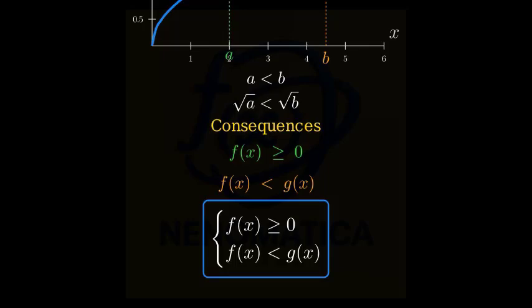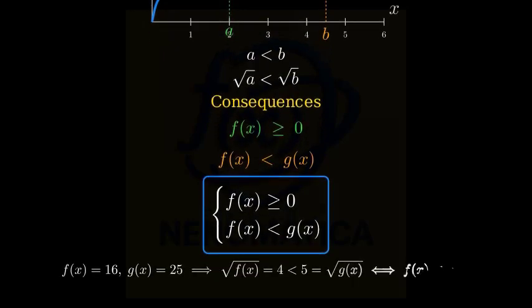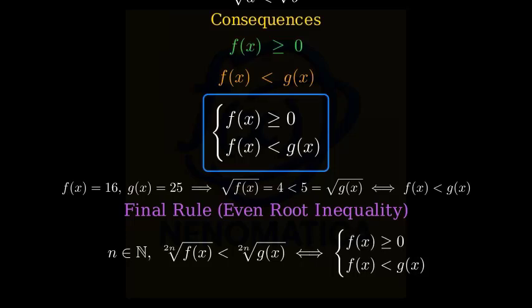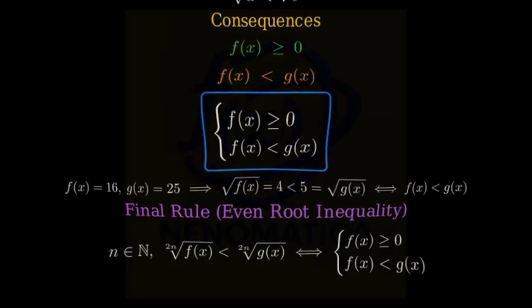Quick check with numbers to cement the idea. Suppose f of x equals 16 and g of x equals 25. Then square root of 16 is 4 and square root of 25 is 5, which indeed keeps the less than sign in the same direction. Summary. For any natural number n, if the 2nth root of f of x is less than the 2nth root of g of x, then the required and sufficient conditions are f of x greater than or equal to 0 and f of x less than g of x.